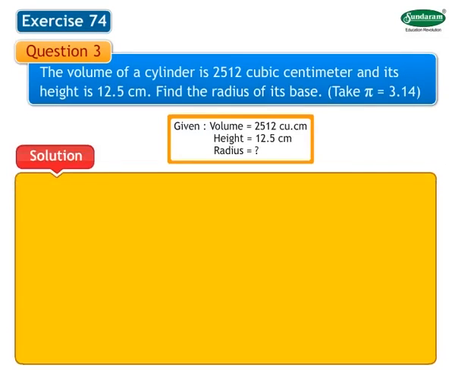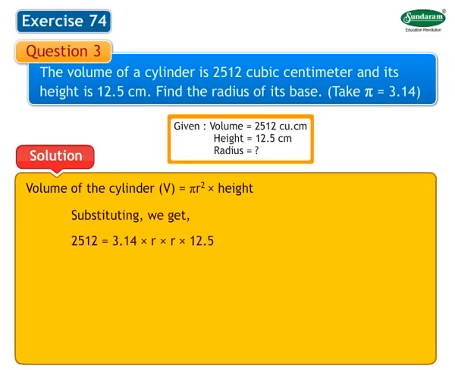As per the formula, the volume of the cylinder is pi r square into height. As said in the sum, we have to take pi as 3.14. Hence, by substituting, we get 2512 is equal to 3.14 into r into r into 12.5. 2512 is equal to 39.25 into r into r.